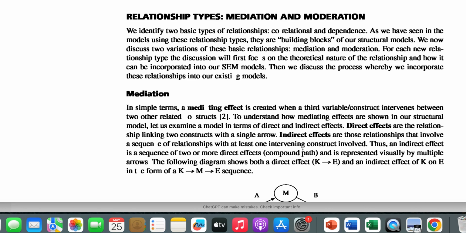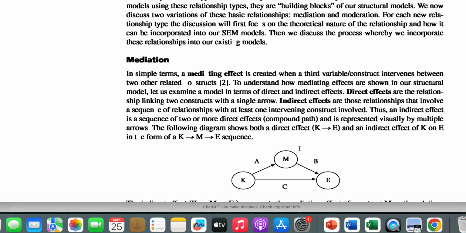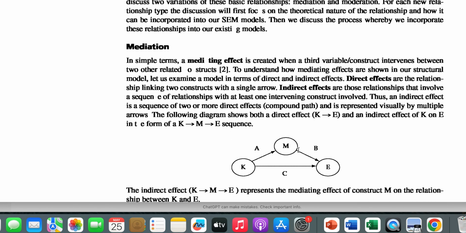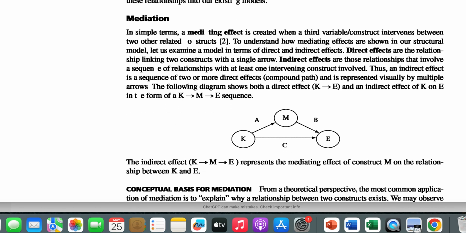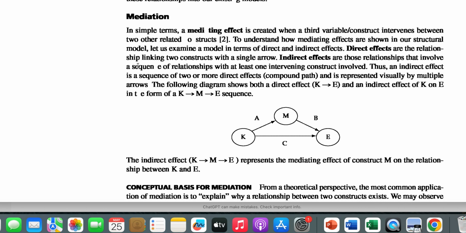Mediation: in simple terms, a mediation effect is created when a third variable or construct intervenes between two other related constructs. To understand how mediation effects are shown in our structural model, let us examine a model in terms of direct and indirect effects. Direct effects are the relationships linking two constructs with a single arrow. Indirect effects are those relationships that involve a sequence of relationships with at least one intervening construct involved.